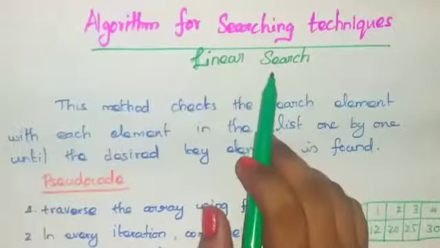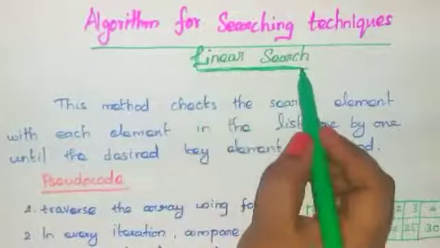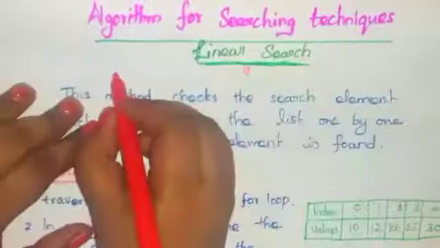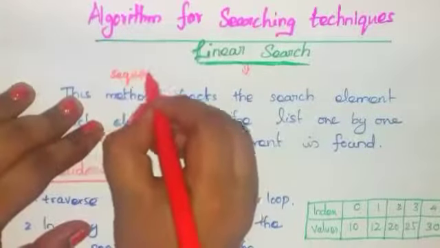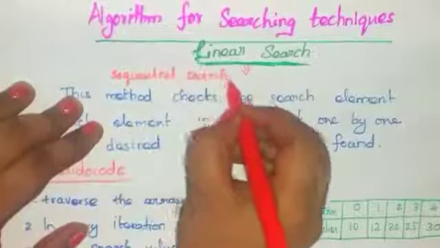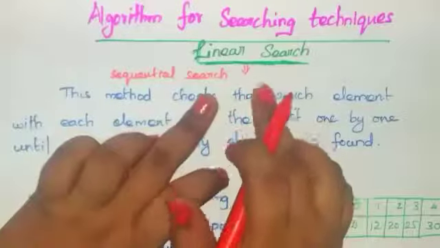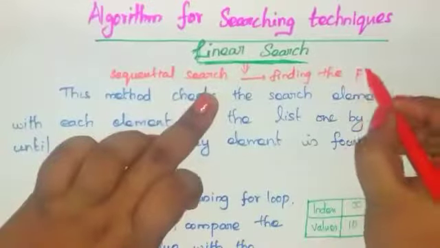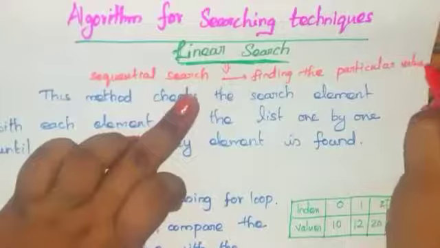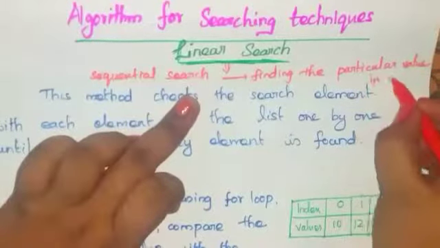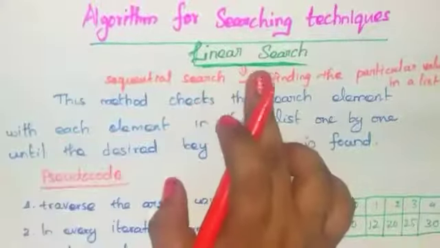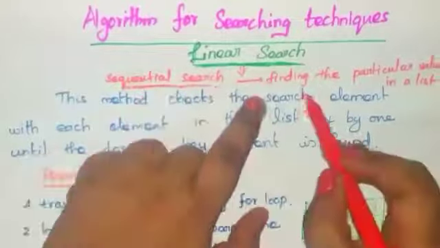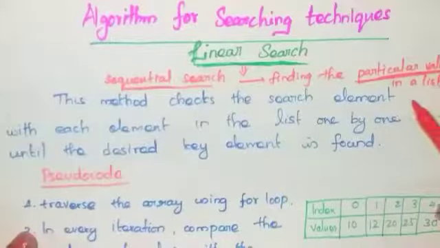Okay, let us see about linear search. What do you mean by linear search? Linear search is also known as sequential search. This linear search is used for finding a particular value in a list.